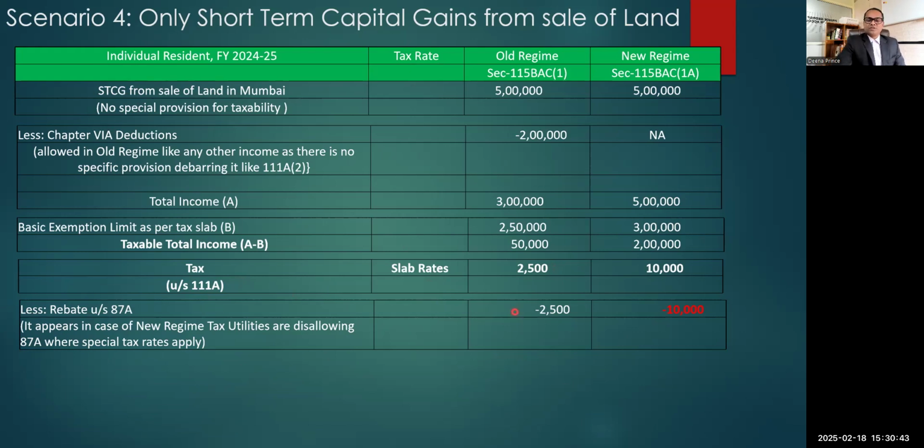Now comes the rebate under 87A. Again, as far as the old regime is concerned, the rebate is allowed. In the new regime also, there is no disallowance anywhere in 87A. There is no specific provision providing for rates of tax in this case, so no question of specific treatment. The new regime's 115BAC subsection 2 also doesn't disallow this. So that means it is allowed.